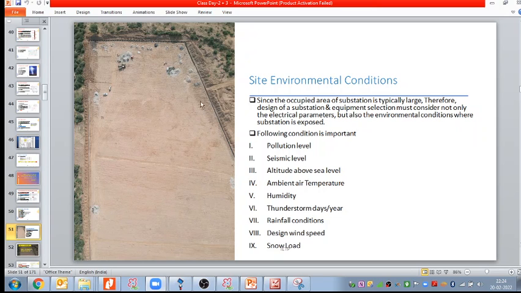But this site, all the details we have to take from the client, and when we review the equipment, we have to ask the equipment supplier that this equipment should withstand not only the voltage and current and the fault current, but also all these environmental conditions. That confirmation from the equipment supplier is also important.